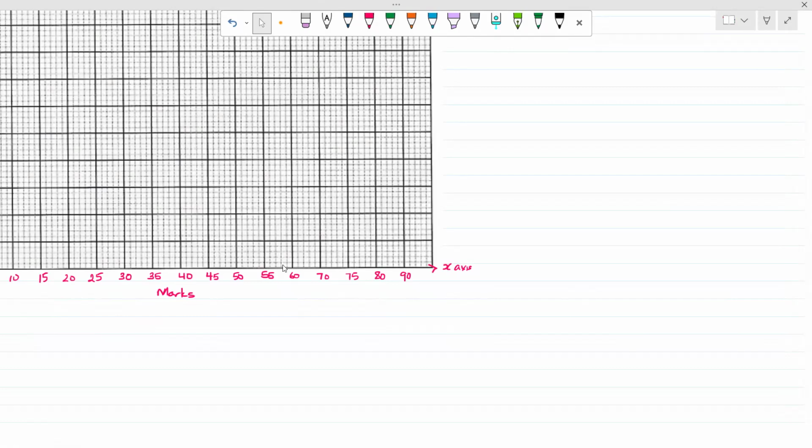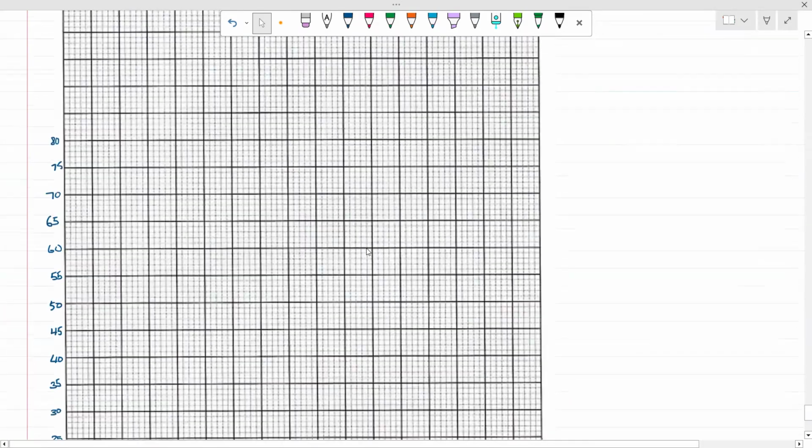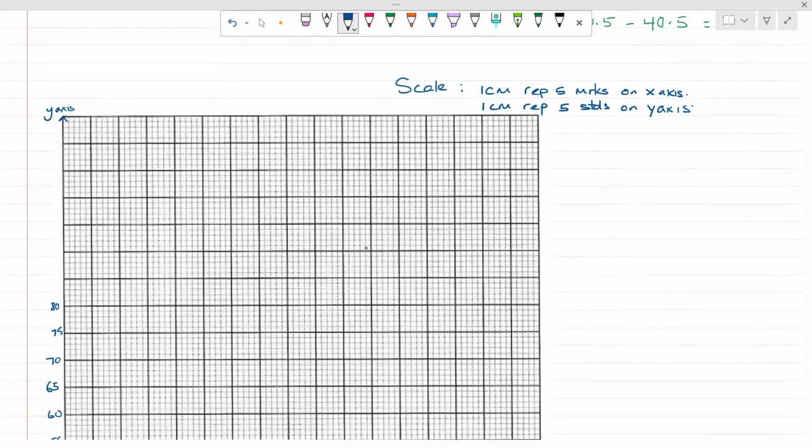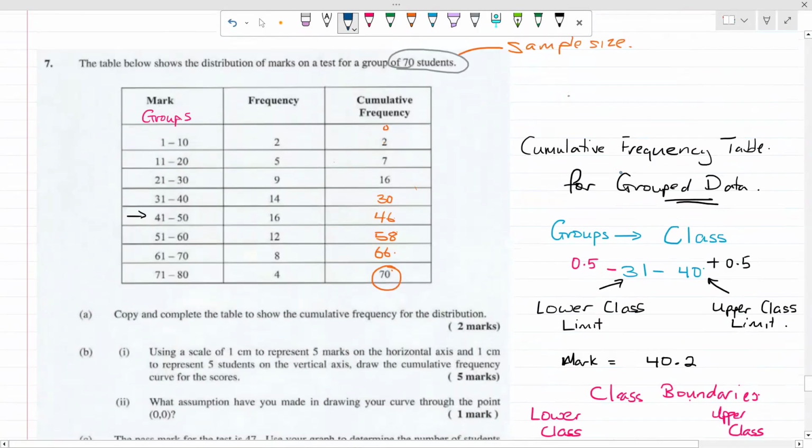When we plot a cumulative frequency curve, we need to plot either the upper class boundary and the cumulative frequency, or we could use the upper class limit and the cumulative frequency. All right. I am going to use, for the sake of simplicity, our upper limit, like this, and our cumulative frequency. Follow?